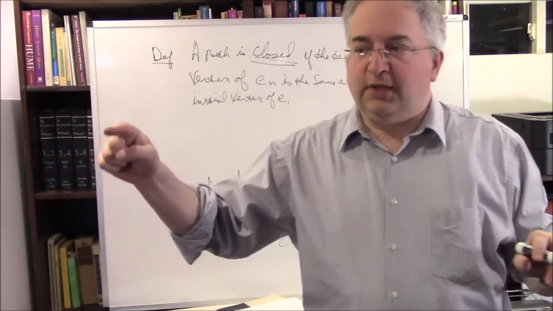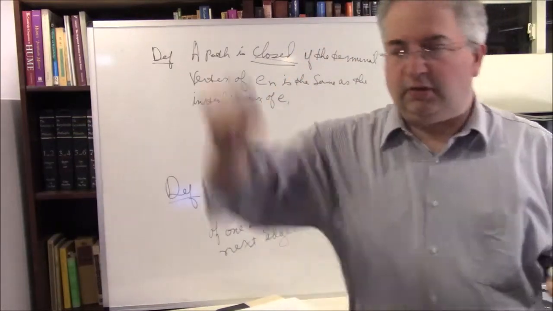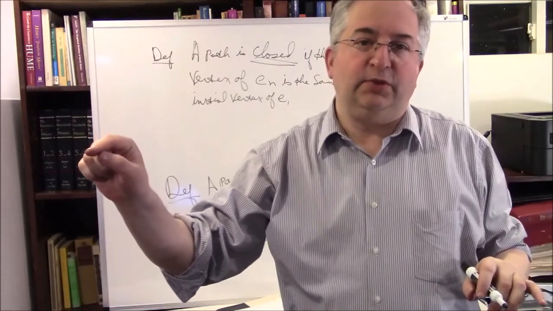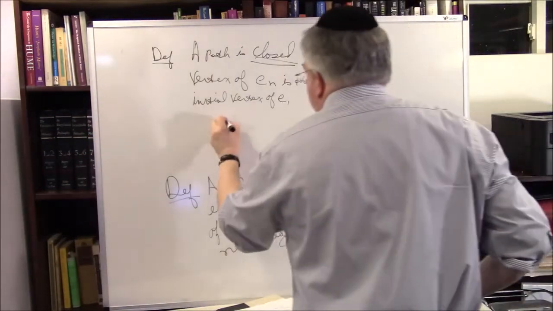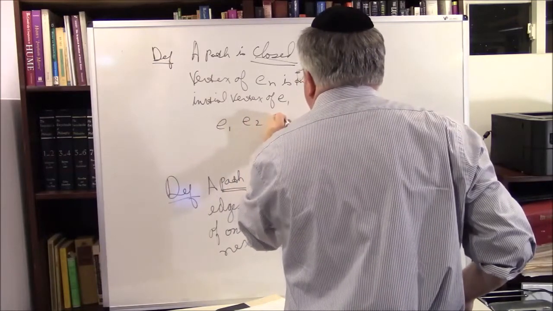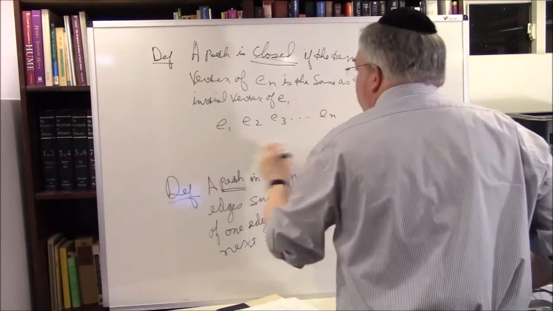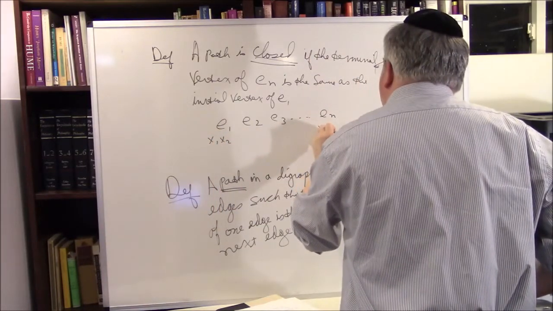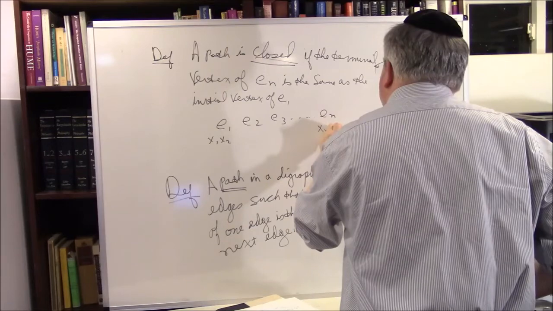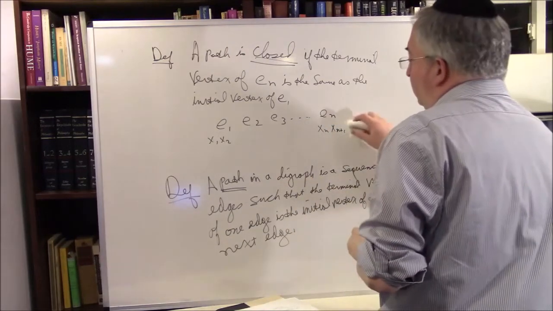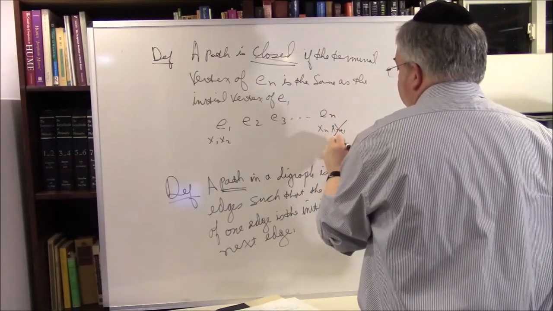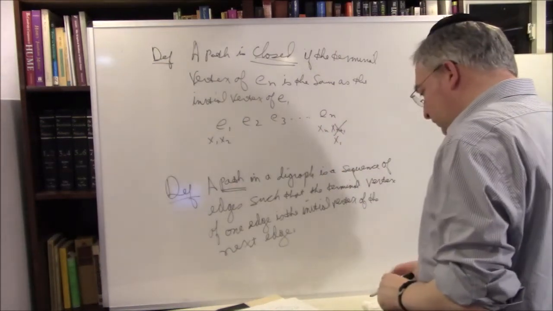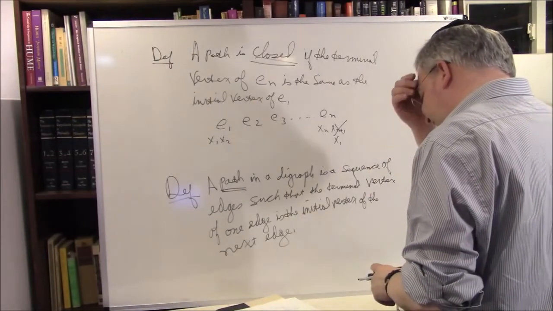So you start someplace, you go here, you go here, and so on, and then you finish in exactly the same place where you started. Another way of saying it is you have E1, E2, E3, En, such that this one goes x1 to x2, and this one goes xn to xn plus 1. Instead of having xn plus 1, it's x1. You go back to the original place. So that's called a closed path.